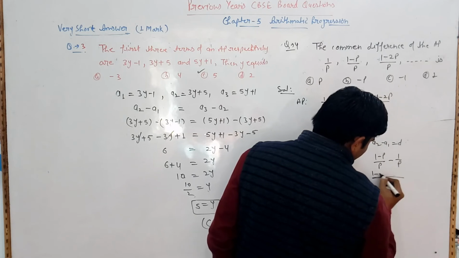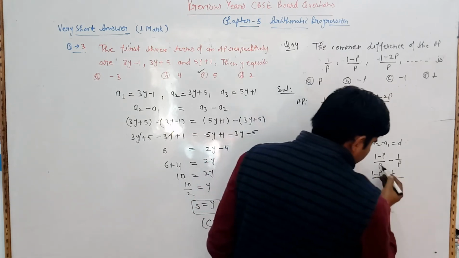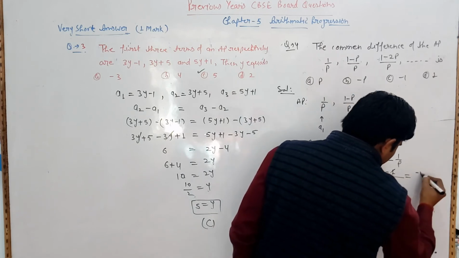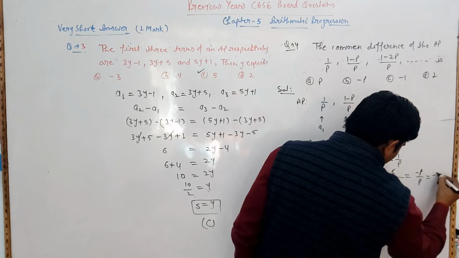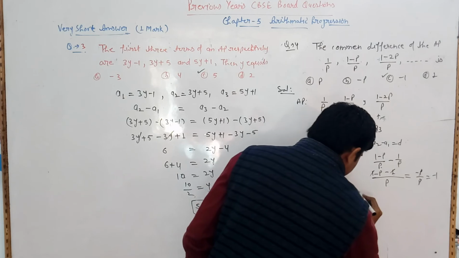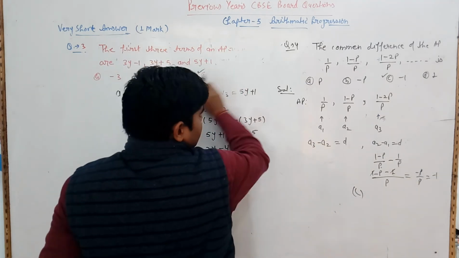Take the LCM P: 1 minus P minus 1 upon P. 1 minus 1 cancel out, leaving minus P upon P. P cancels out, minus 1. So the common difference is minus 1, option C. Understand? Note it down.